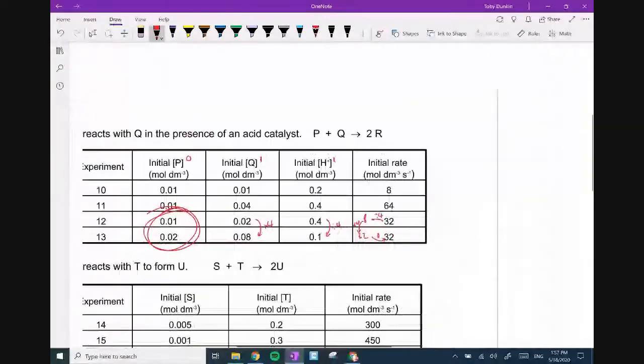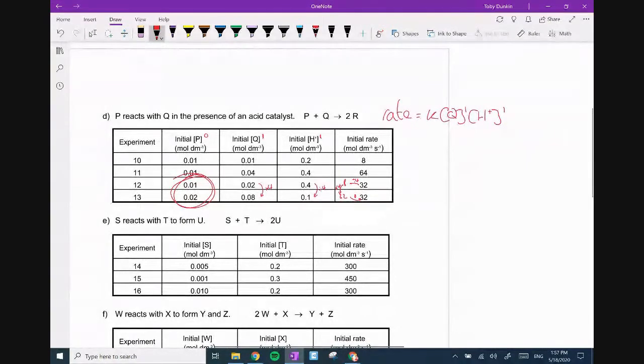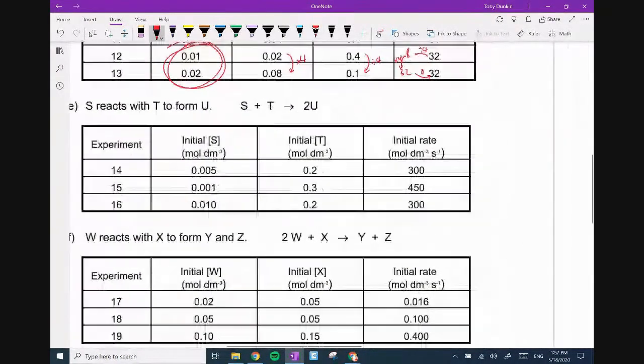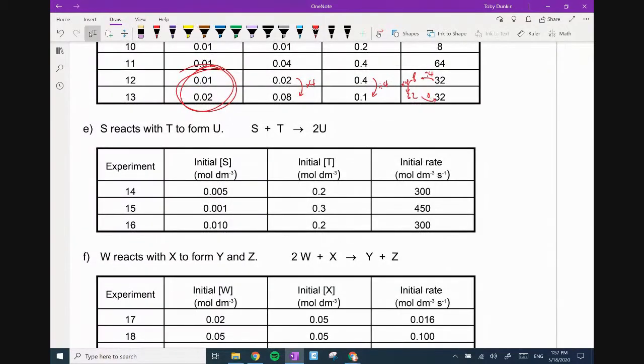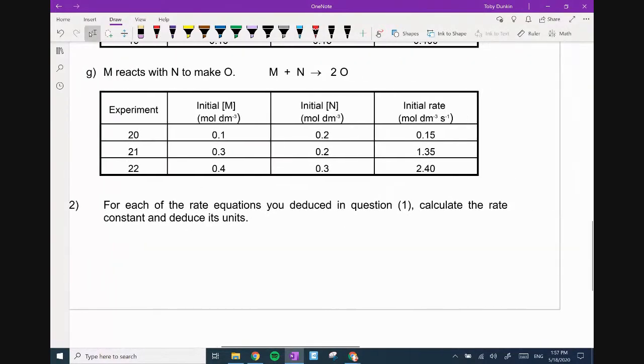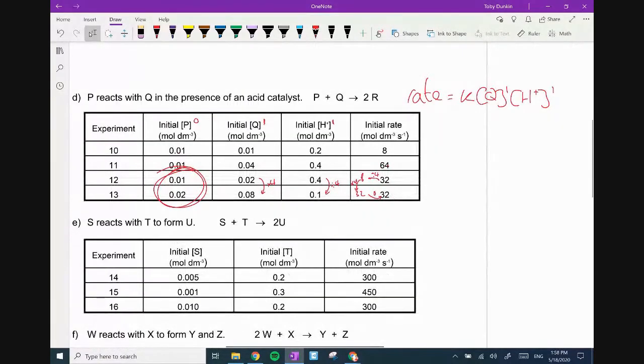So rate equation. Rate equals P vanishes. K, I'm not feeling very well, K multiplied by Q to the power of 1 and H plus to the power of 1. I'm done. Next. Okay, again, numbers just getting a little bit more tricky. Not really. Still no 10 to the minuses anywhere. In fact, this worksheet doesn't have any of the 10 to the minuses, which actually makes things a whole lot easier. Okay, let's go to the next one.